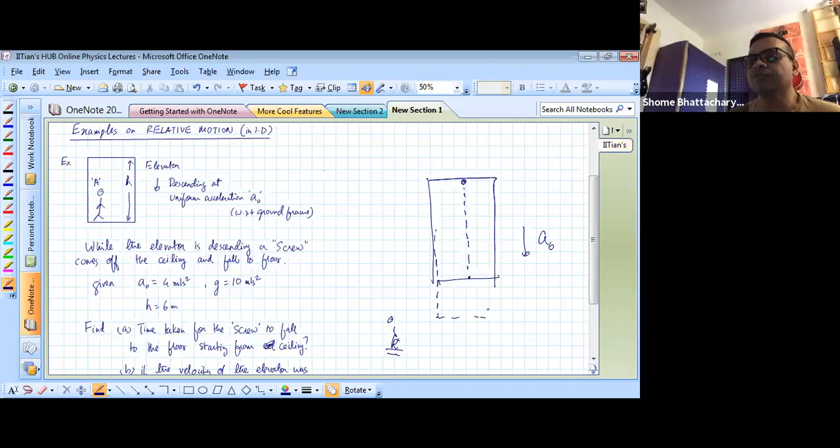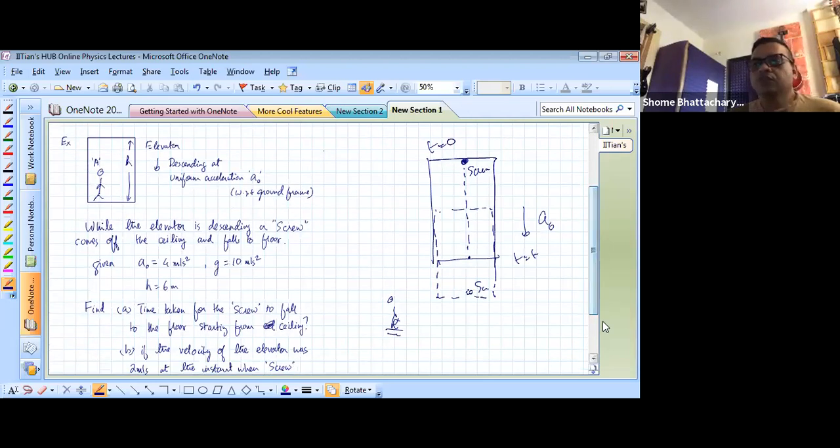By the time the screw reaches the floor, the elevator itself has moved. If this started at t equal to 0, the screw starts from here. At some different time, the screw reaches the floor, but by then the elevator has also made a downward displacement. So the actual downward displacement of the screw is not going to be h, which is 6 meters. It's going to be more than that, because during that time the elevator has also fallen down. That is the second part you have to calculate. So work this out quickly and tell me the time taken for the screw to fall to the floor and the total displacement in the ground frame.